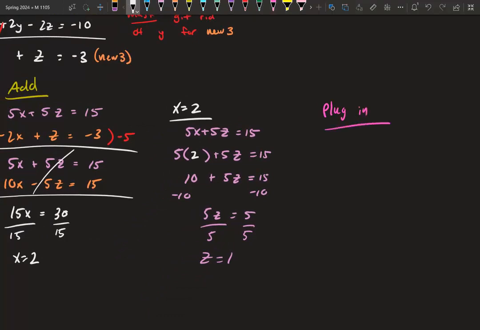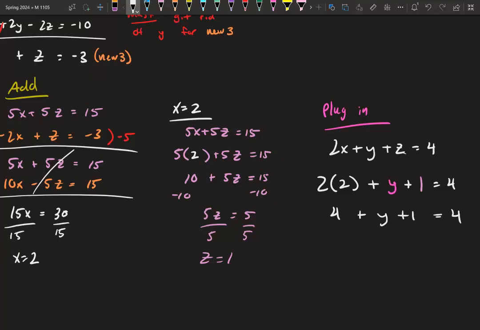So equation 2, that's represented by 2x plus y plus z equals 4. So let's plug it in. We have 2x, which is 2, plus y, we don't know it, that's what we're trying to find, plus z, so plus 1, and that equals 4. So we have 4 plus y plus 1 equals 4. That leaves us with 5 plus y equals 4. We subtract 5, and we get y equals -1.